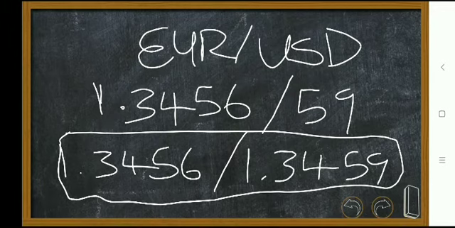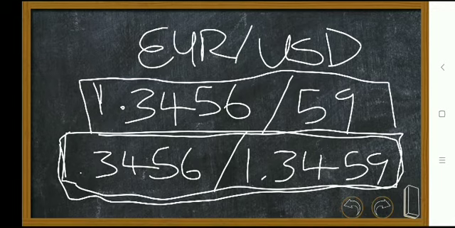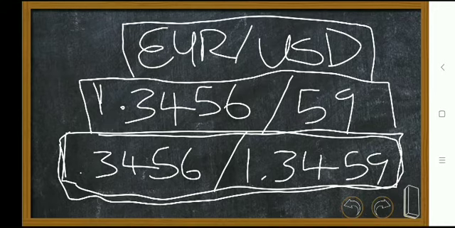This here is this. Just that I wrote it in full, and both these things are the price for this. I hope I made sense. Both these things are the price for the currency pair. So, like I said, there are two prices. Hence, you see 1.3456 and 1.3459. It's two prices for the same currency pair.